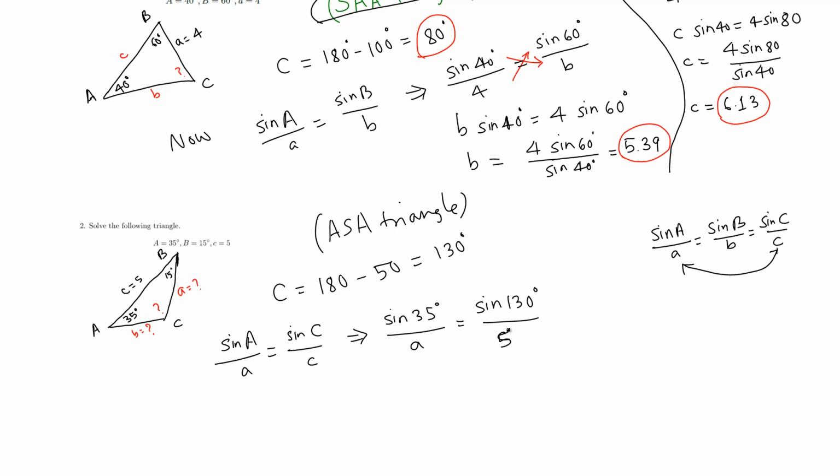Like in the previous example, cross multiply. So a times sine 130 is equal to 5 times sine 35. Now we divide by sine 130 to isolate a. So a equals 5 times sine 35 degrees over sine 130 degrees. Now use your calculator. This will be approximate. So a will be then 3.74.